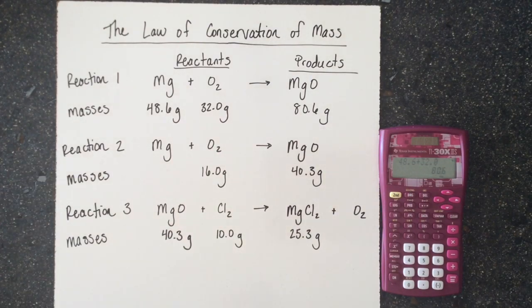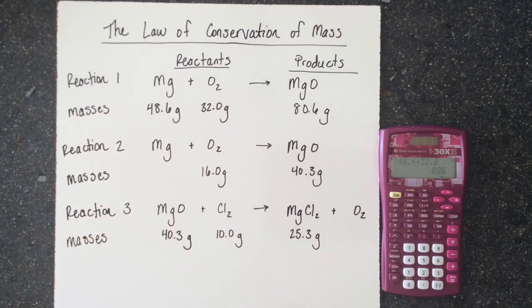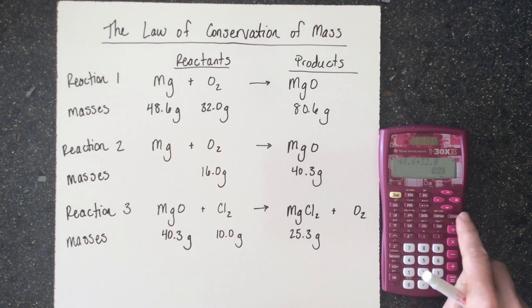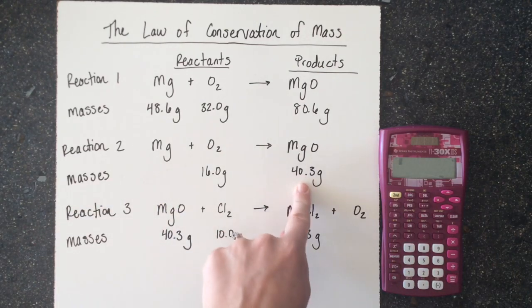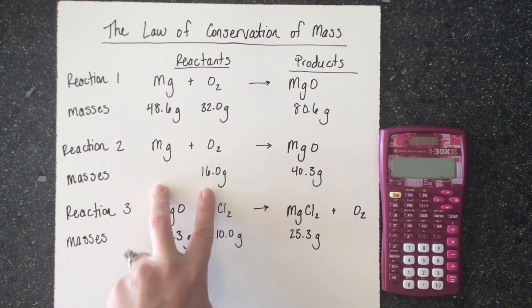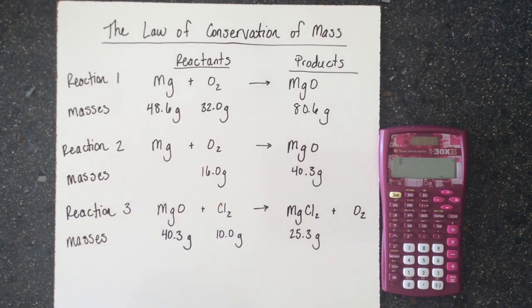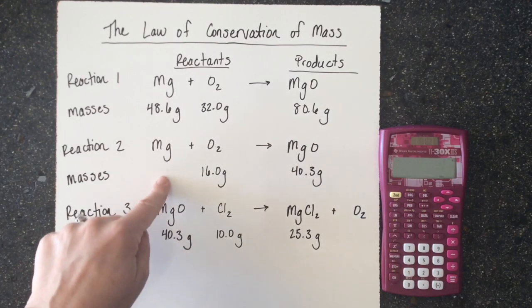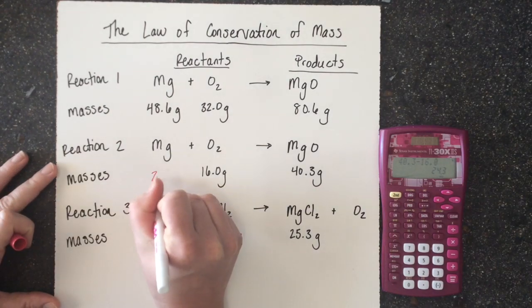So in the next two reactions, we're going to apply this concept to figure out the missing mass. In this case, we're looking at the same reaction of magnesium and oxygen to form magnesium oxide, but this time we don't know the mass of our magnesium. However, we do know that the total mass of our product is 40.3, which means the total mass of our reactants needs to be 40.3 as well. Since 16.0 grams of the 40.3 is from the oxygen, the remainder would be magnesium. So I'm going to take the 40.3 and subtract 16.0, and that will get us the mass of the magnesium, 24.3 grams.